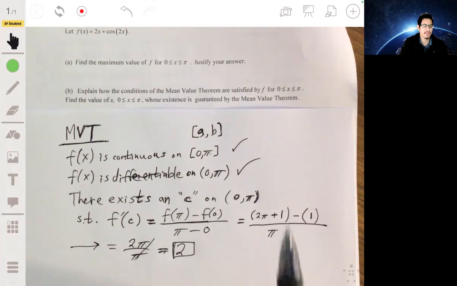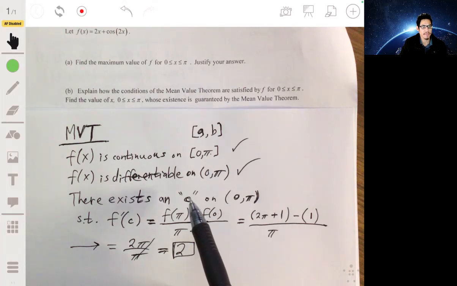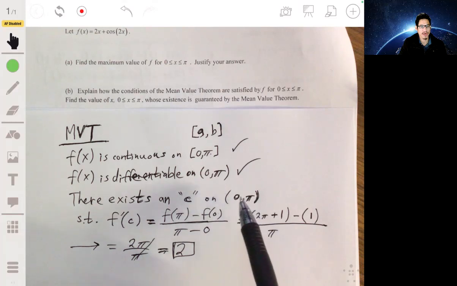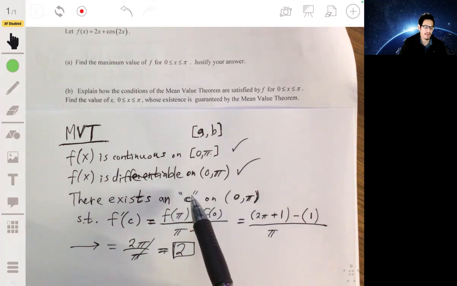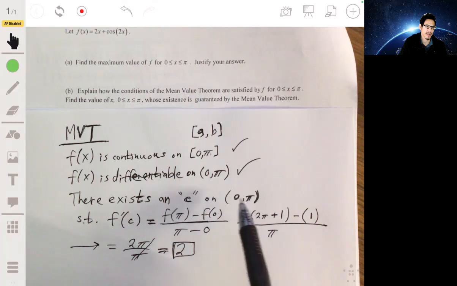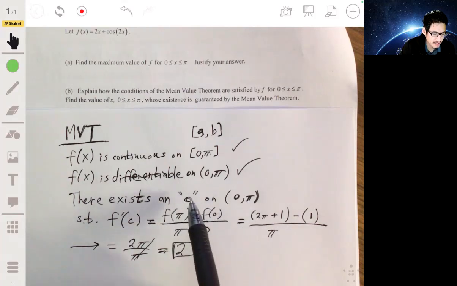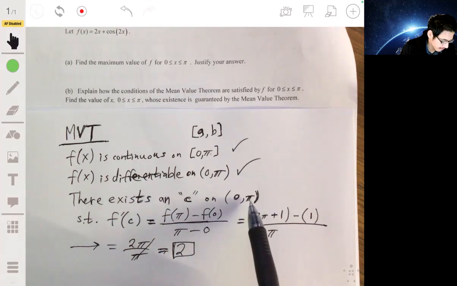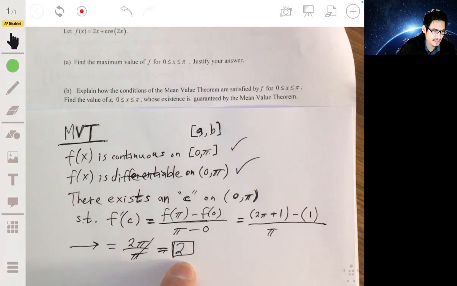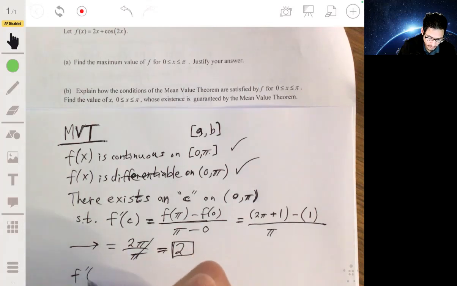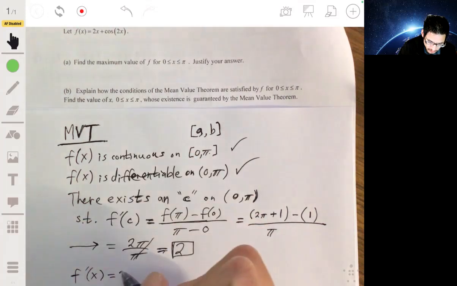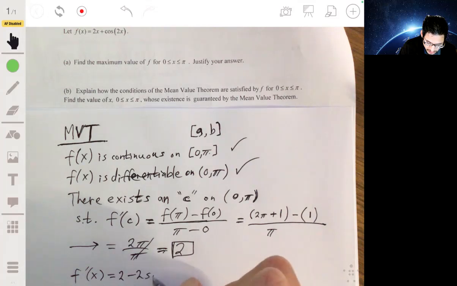So, where do you go from here? You want to find that value on the interval where if you took the derivative evaluated at that number, you're gonna get 2. You're gonna get a slope of 2 at some x value between 0 and pi. Remember, c is just representing an x value on 0 to pi. So what we do is we set this equal to f prime of c and solve for c essentially. We already found our derivative. Let's just write it again over here. f prime of x, we found it to be 2 minus 2 times the sine of 2x.